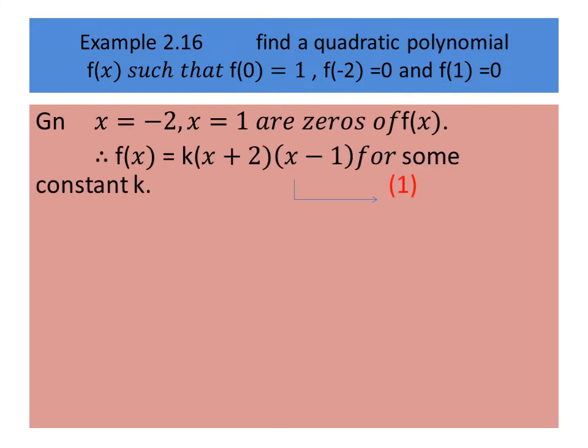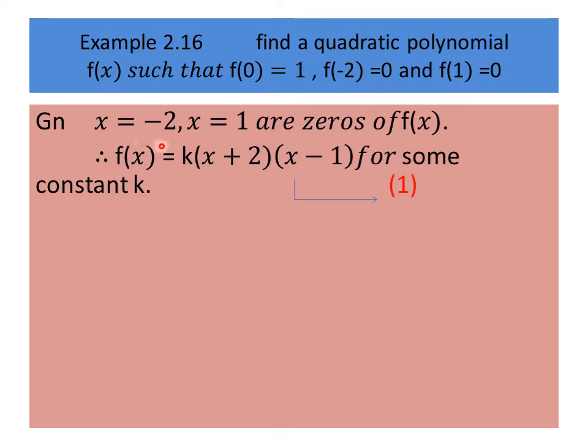Example 2.16. Find a quadratic polynomial f of x such that f of 0 is equal to 1, f of minus 2 equal to 0 and f of 1 equal to 0. So you have to find the quadratic polynomial and these three values are given.